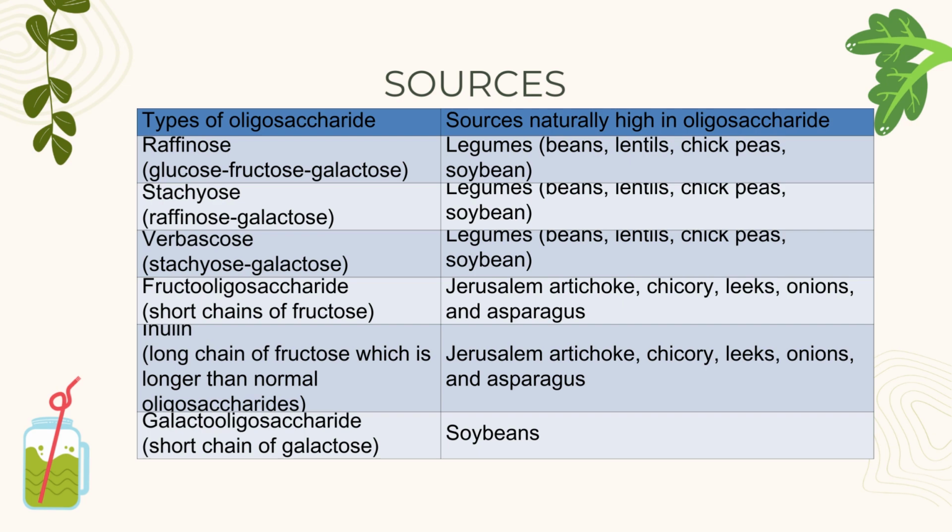This table shows different types of oligosaccharide with their respective sources. Legumes are the main source of oligosaccharides such as beans, lentils, chickpea, soybean. Fructooligosaccharides and inulin are highly contained in artichokes, chicory, leeks, and onions. In Malaysia we eat a lot of onions, so it's good for us.